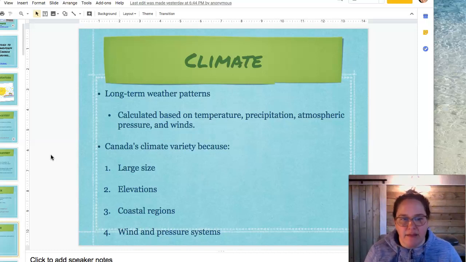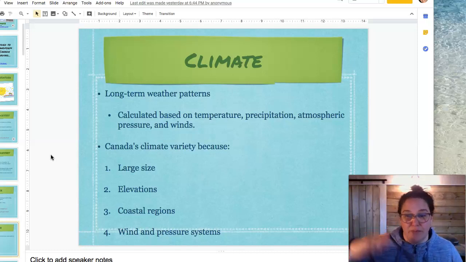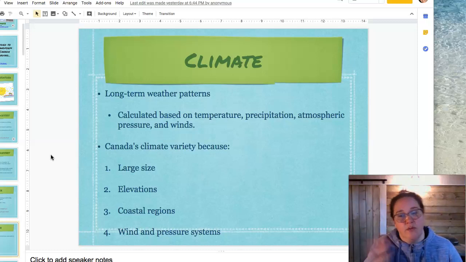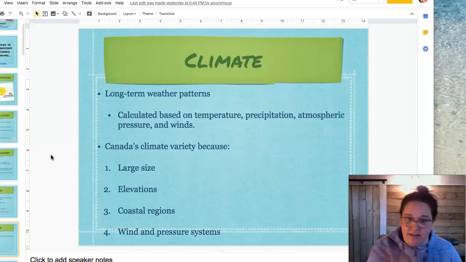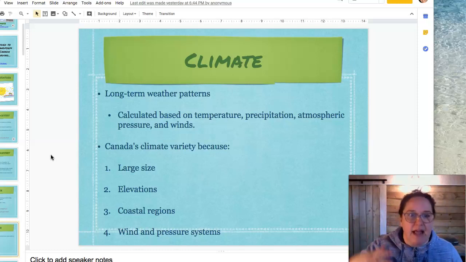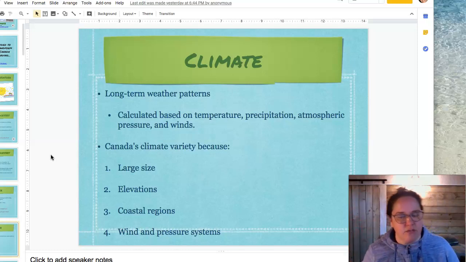And Canada's climate has a variety of all of these things because of its size, because of the fact that we go from below sea level to way above sea level in high elevations. We have three major oceans, the Pacific, the Northern Arctic, and the Atlantic Ocean surrounding our country. And we have a massive wind system that sweeps across the entire country. So because Canada is so large, our climate is varied, meaning it has lots of different variations, and we see different climates all across the country.